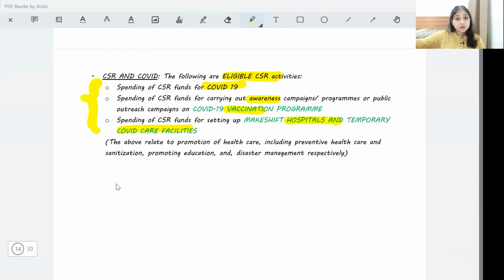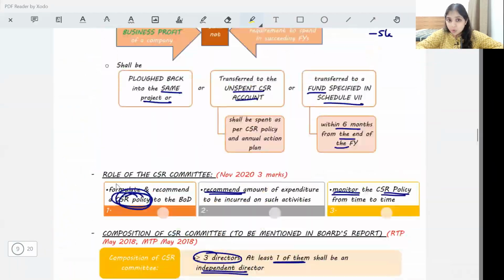Money spent for COVID-19, money spent to create awareness about vaccination against COVID, money spent to set up temporary hospitals and temporary COVID care facilities will be considered as CSR expense. Understood, guys? With this, we are done learning about CSR. I'll give you one small summary now.